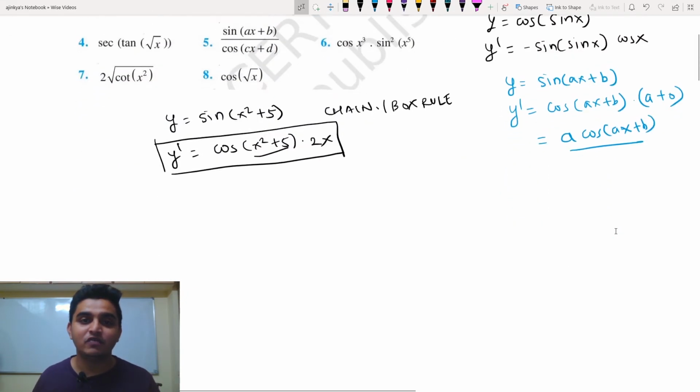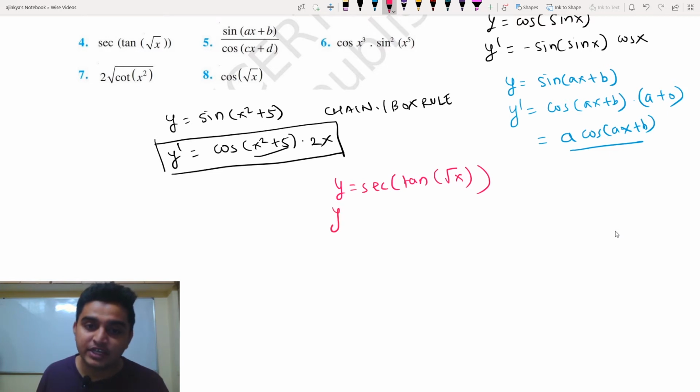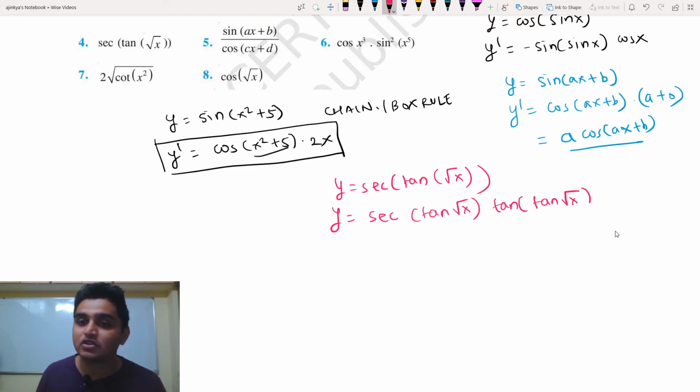So we are going to see now the fourth question. The fourth question is y equals sec of tan of, so the first function is sec, the second is tan, and the innermost function is root of x. When you are differentiating sec of x, you are going to have sec of the inside function, which is tan of root x, times tan of the inside function, which is again tan of root x. So be careful in this terminology. Again, you have to multiply it by the inside function's derivative.